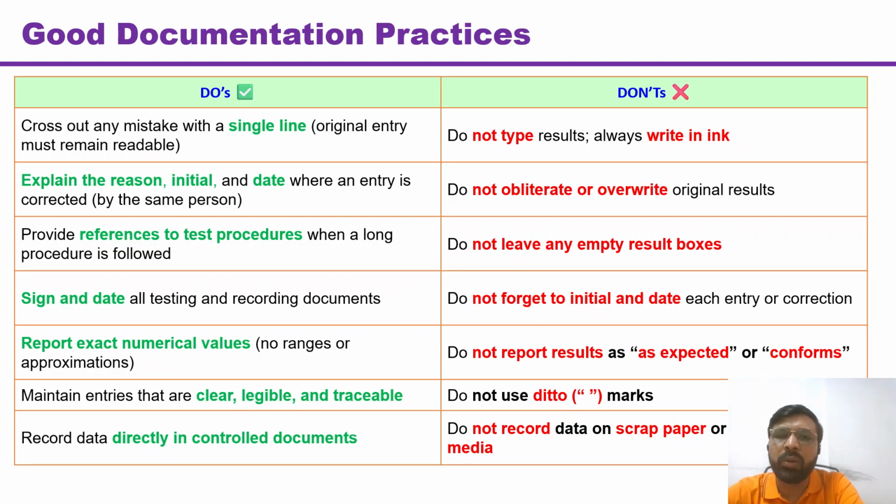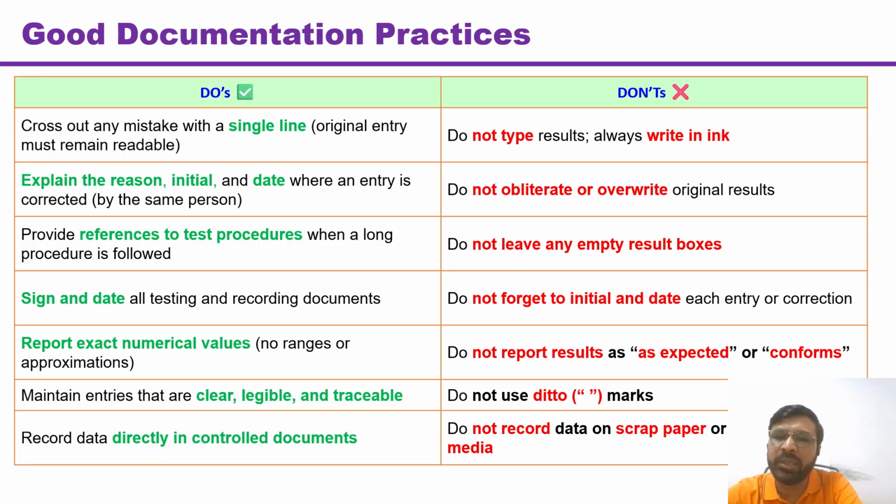Now we'll see the good documentation practices. First of all, we can see what we can do and what we can't. Cross out any mistake with a single line. The original entry must remain readable. It is the basic principle of data integrity, meaning it indicates that we are not manipulating anything.